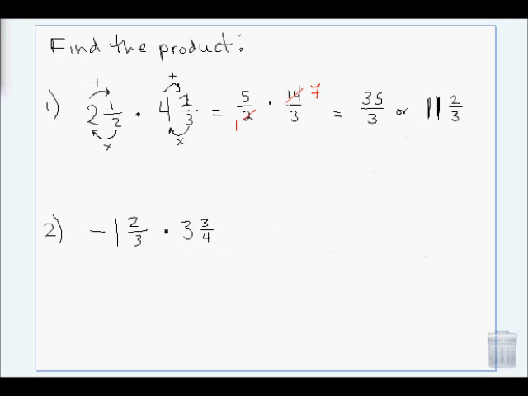Okay. Same again. 3 times 1 is 3, plus 2 is 5. And it was negative there, so it's negative here. 4 times 3 is 12, plus 3 is 15. I can cross cancel the 3 and the 15 if I want. So I get negative 25/4. And negative times positive gives me negative. Or that's going to be 6 and 1/4, also negative.